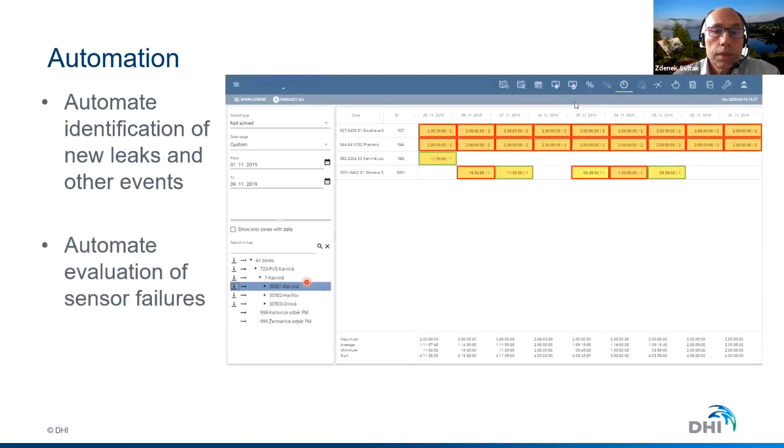Another automation is automated evaluation of sensor failures. Again, these must be well identified and visualized, both in overview and detail.